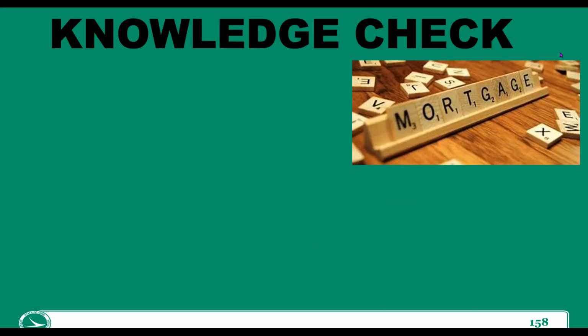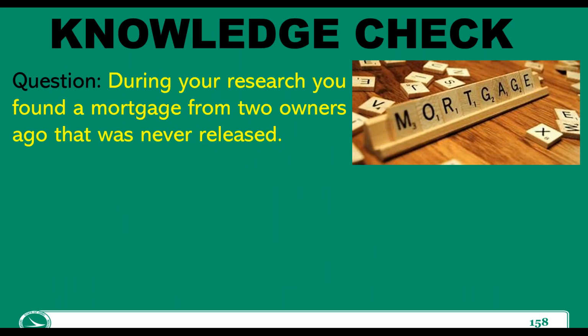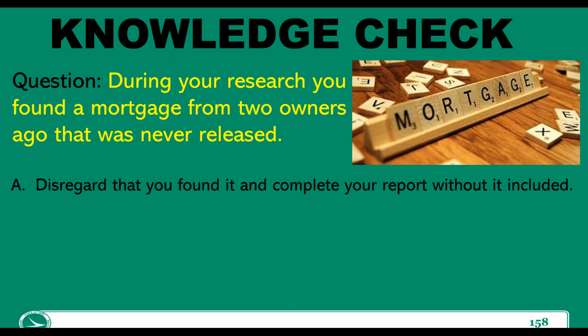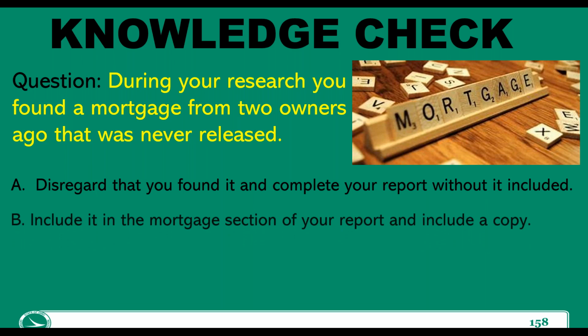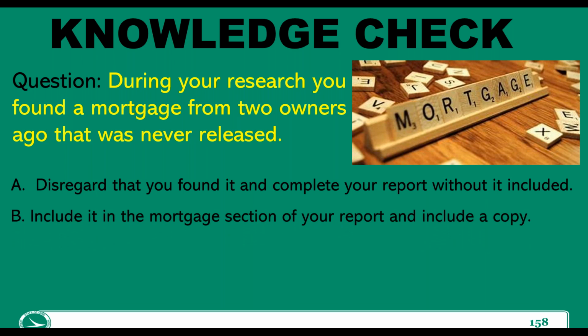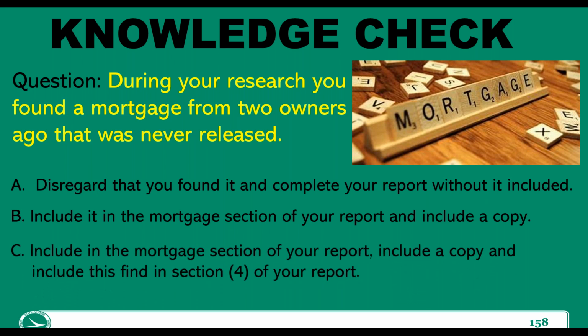We have a knowledge check. I'm not going to let you guys open it up due to time, but during your research, you found a mortgage from 2 owners ago that was never released. What do you do? Do you A, disregard that you found it and complete your report without it? B, include the mortgage section of your report and include a copy? Or C, include the mortgage section of your report, include a copy, and include it in section 4?